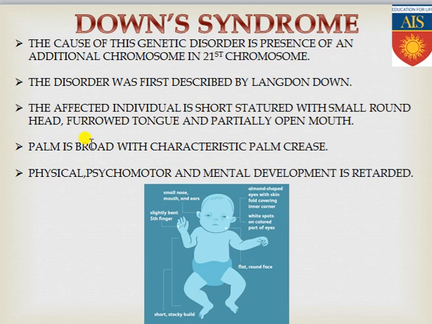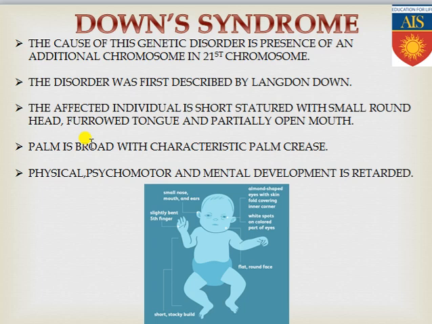Down syndrome is exclusively a genetic disorder which occurs due to the presence of a single extra additional chromosome in the 21st autosome. So that's why it is commonly known as trisomy 21. This syndrome was first described by Langdon Down. So from his name only the syndrome name has been given, Down syndrome.